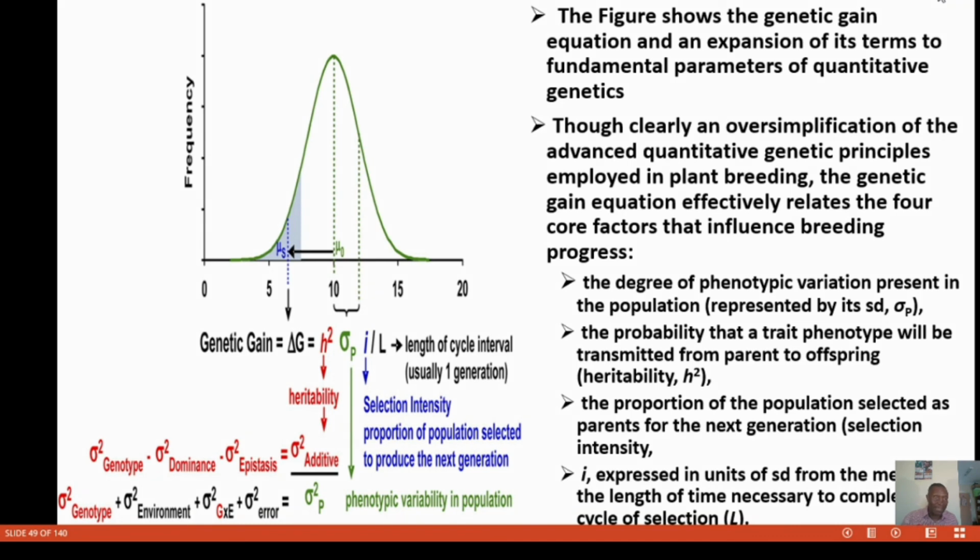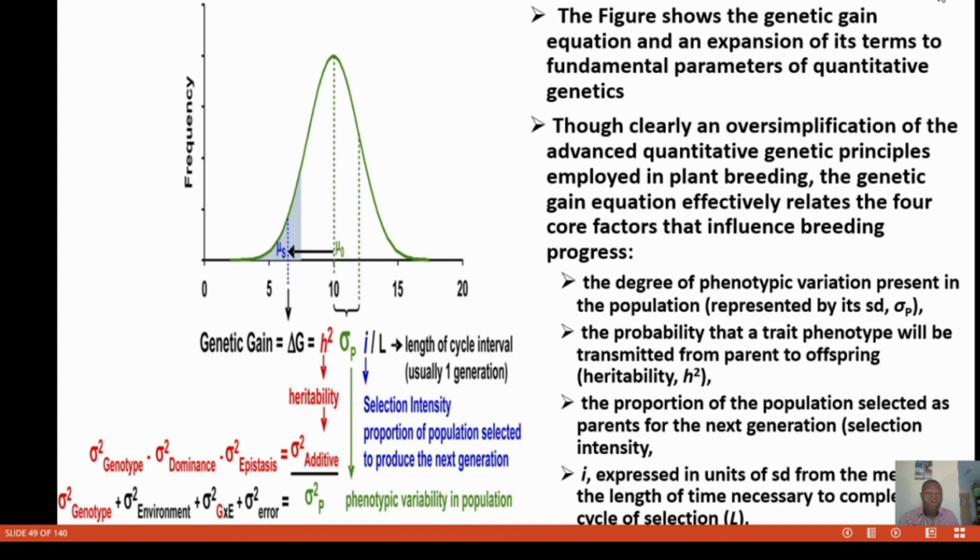It's represented by the standard deviation, or the sigma P, the square root of the sigma square. As a factor influencing plant breeding, there is the probability that a trait, the phenotype, will be transmitted from parent to offspring. That probability is the heritability.